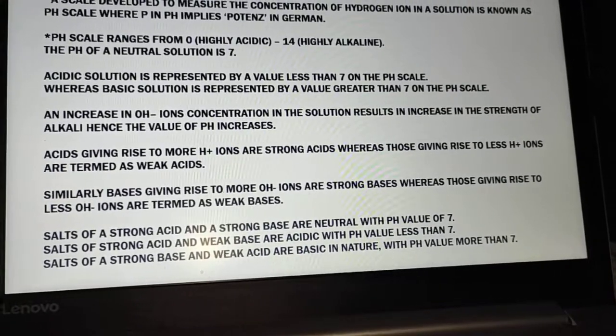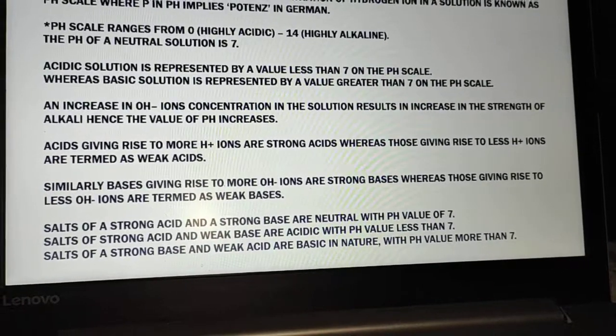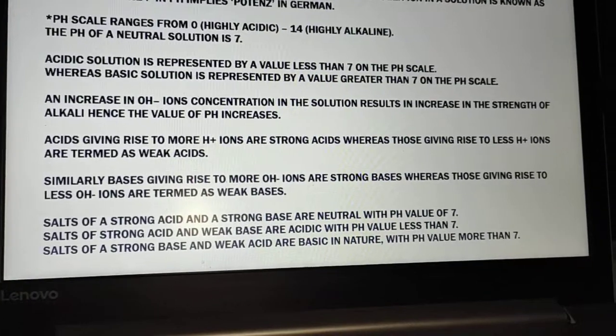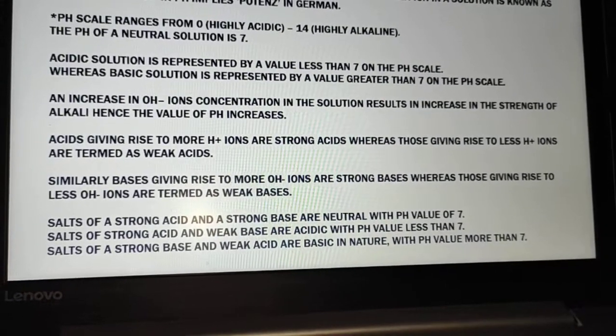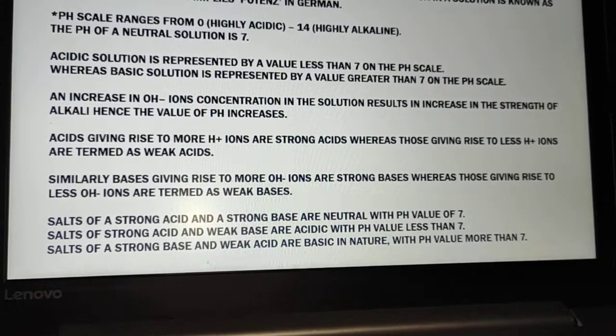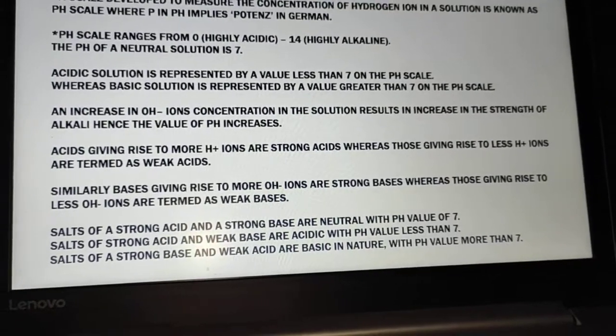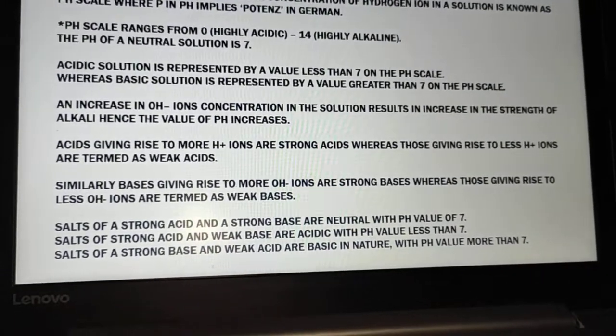Similarly, bases give rise to more OH so strong, less so weak. Salts of a strong acid and a strong base are neutral with the pH 7. जो आपके strong acid और strong base होंगे वो तो completely neutral हो जाएंगे 7.